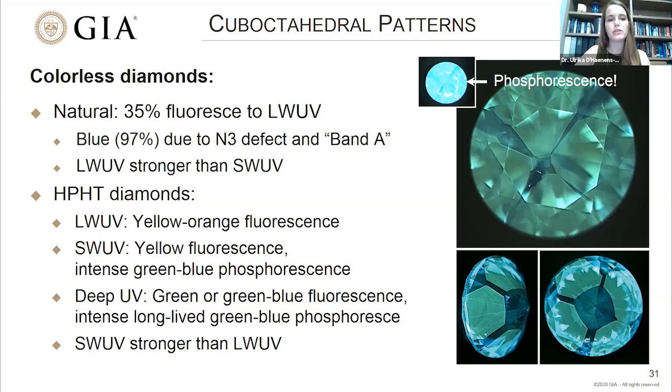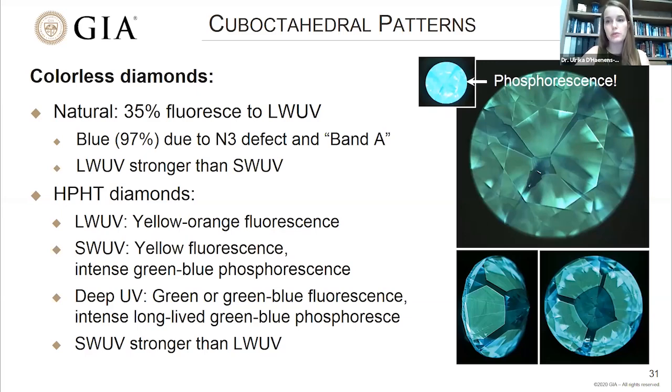One of the key features is that not only is the color different to what we usually observe for the fluorescence of natural diamonds, but also the intensities are inverted. So in this case, the short wave is the one that is producing a stronger response than the long wave UV. Again, very rare for natural diamonds, so a good indicator that the stone needs to be inspected more carefully.